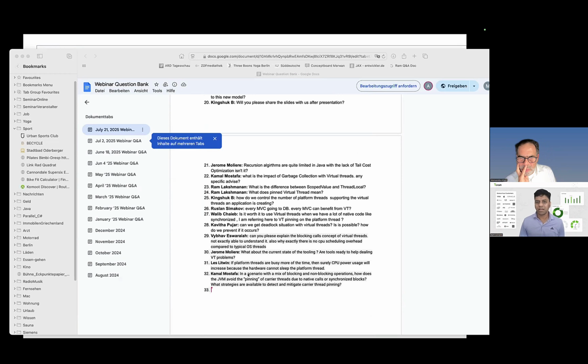Go ahead, Marwan. Recursion algorithms are quite limited in Java with a lack of tail call optimization. I'm not an expert in algorithm theory, but I'll do my very best to answer that question. So I think a smartly implemented recursive algorithm at some level stops being recursive. So you do this tail optimization yourself.